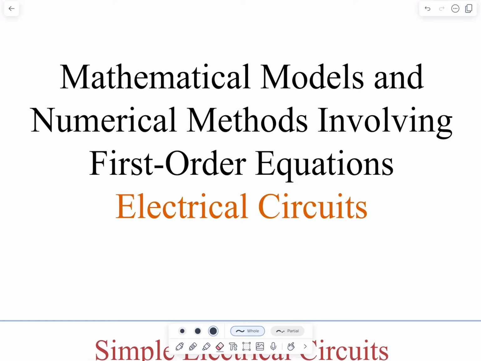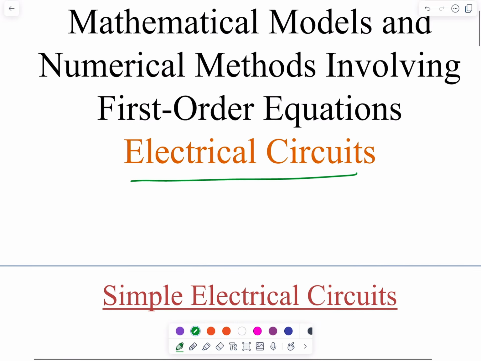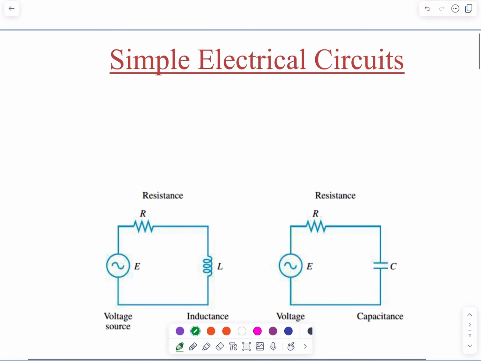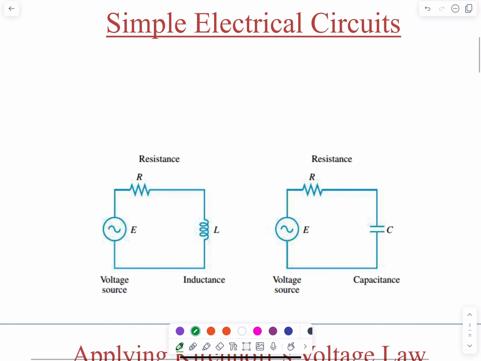This is Mathematical Models and Numerical Methods involving first-order differential equations, and in this video we are going to be talking about electrical circuits. So let's take a look at a simple electrical circuit. So here what we have is an RL circuit, and here we have an RC circuit.